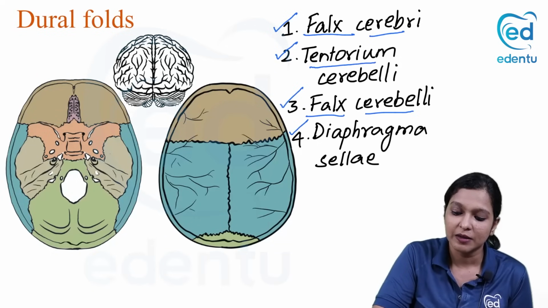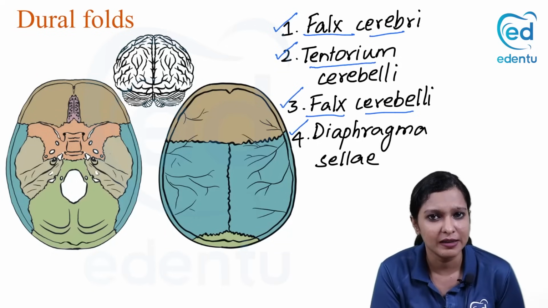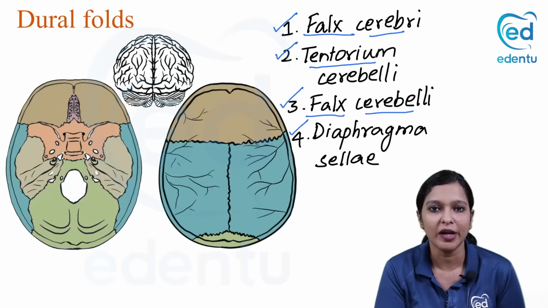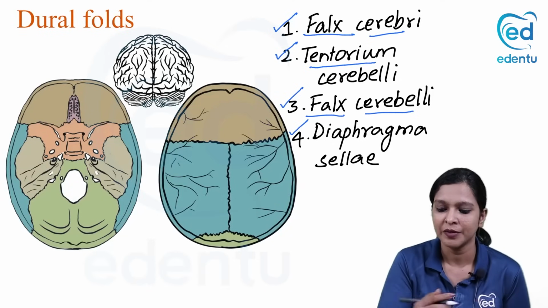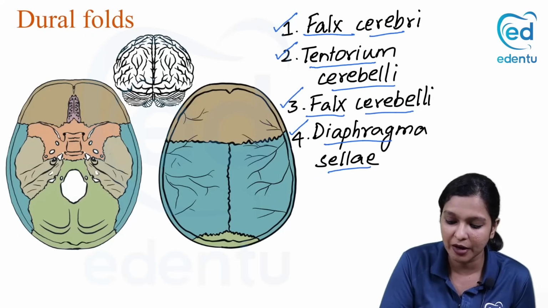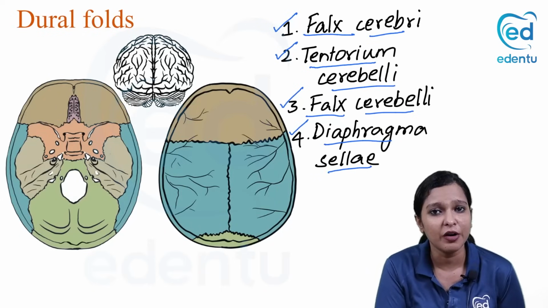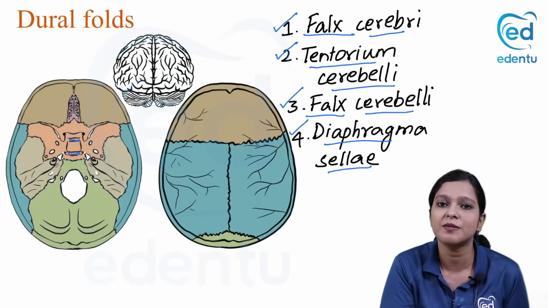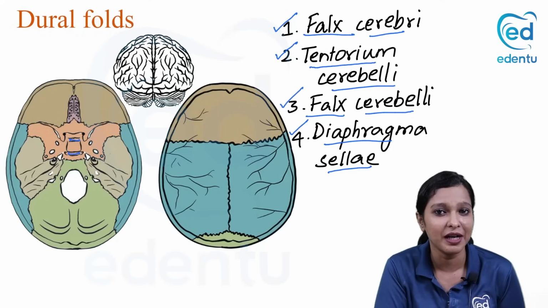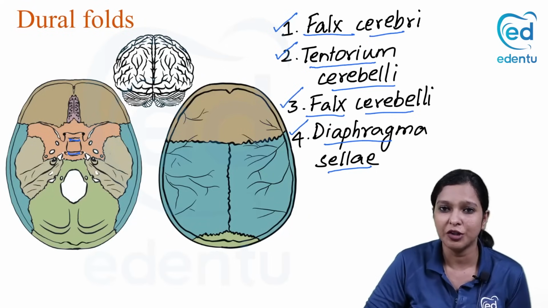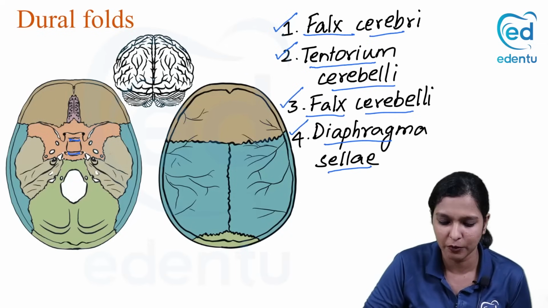Now the next, tentorium. It is tent shaped. It forms a tent above the cerebellum. It forms the roof above the cerebellum. So it is called tentorium cerebelli. The next one is called the diaphragma sellae. In the body of the sphenoid, we've seen some parts here called the tuberculum sellae and dorsum sellae. This diaphragm is related to that region. It is circular in shape, so it is called a diaphragm. These are the four dural folds.